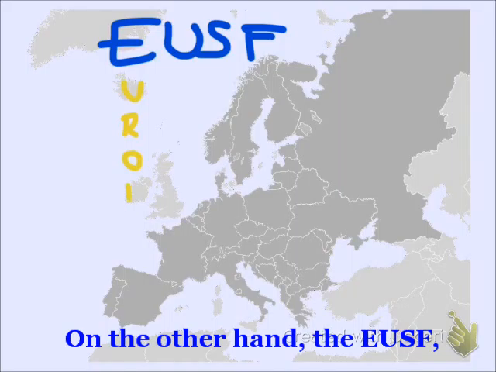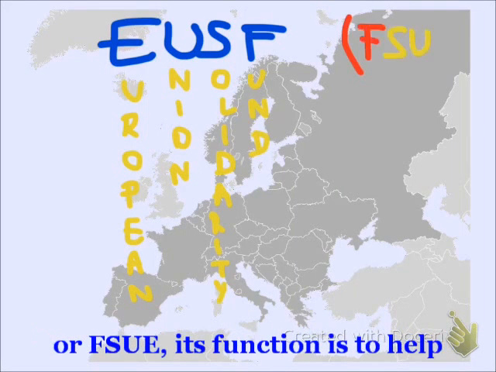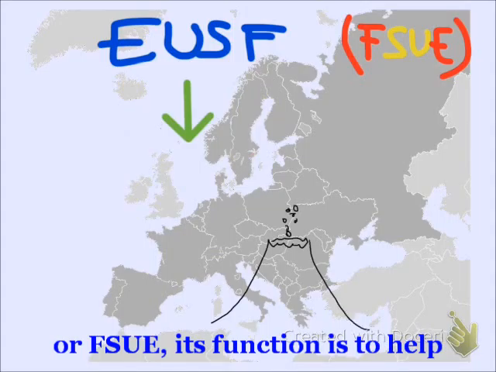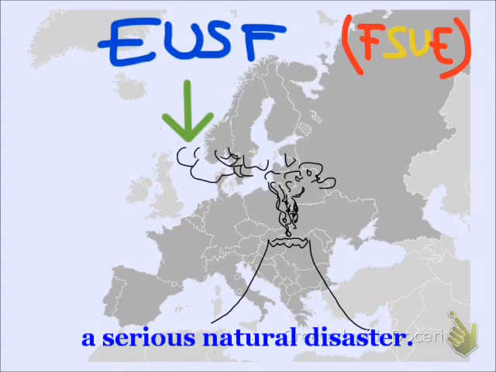On the other hand, the EUSF, European Union Solidarity Fund, or FSUE, its function is to help those areas which have suffered a serious natural disaster.